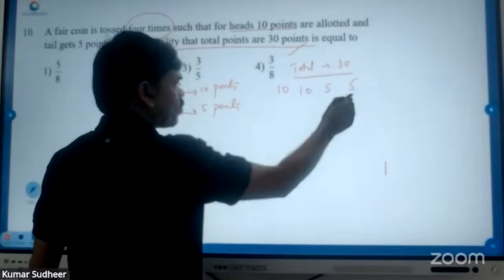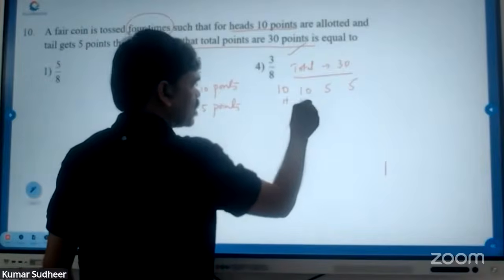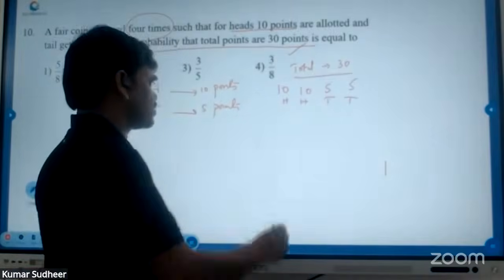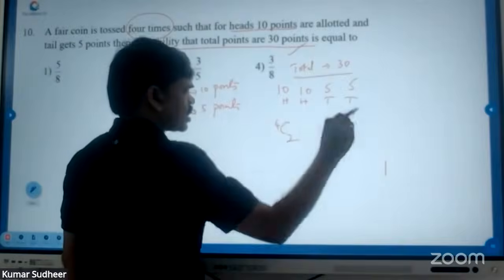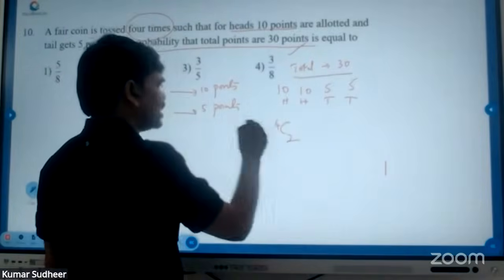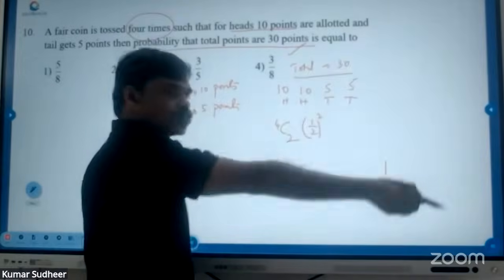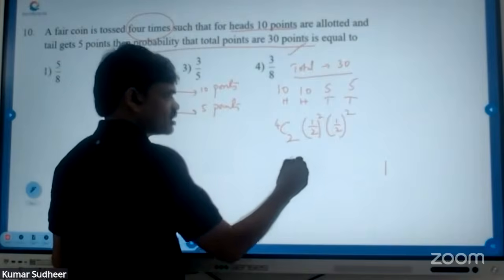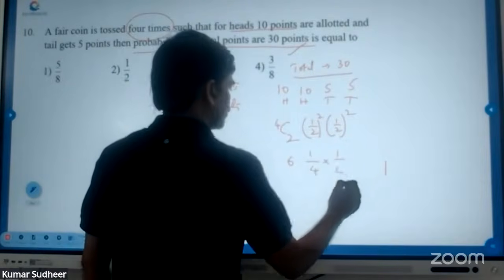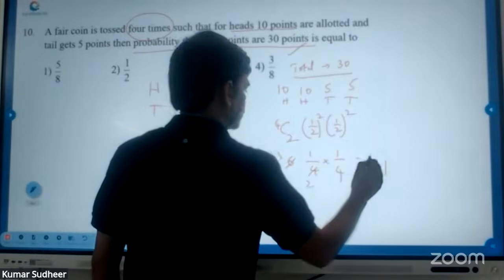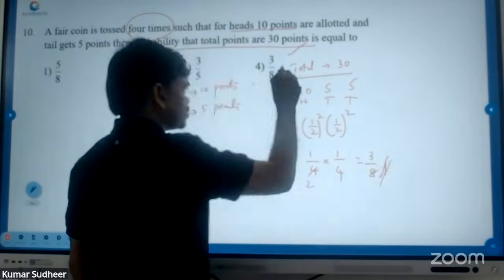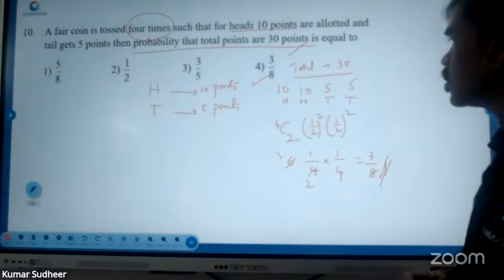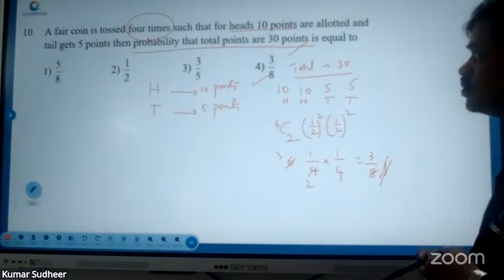So out of 4 times, 2 times we have to get head and 2 times we have to get tail. So you can use binomial distribution. That will be the easiest way to do the question. Out of 4, I will get 2 times head. Probability of getting head is 1 by 2, 2 times. Remaining 2 times I have to get tail, that is 1 by 2. So 4C2 is nothing but 6, and it is 1 by 4 into 1 by 4. So this is 3 by 8. That should be the answer. Such an easy question in probability. Maybe the question may be different, we don't know.